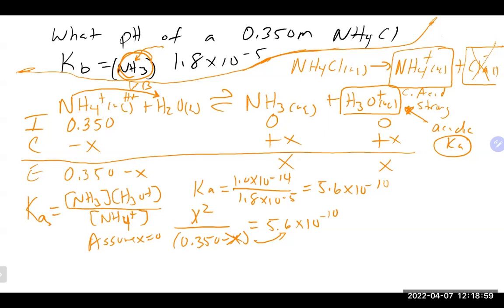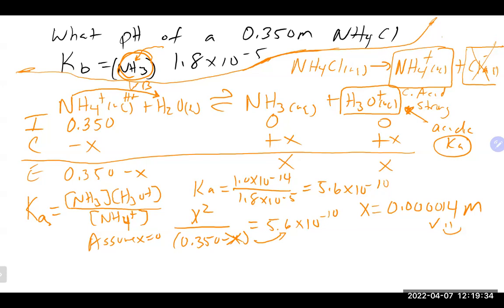So we're going to multiply to the other side and then take a square root of it. If I could grab my calculator here. So 0.35 times 5.6 to the minus 10, then a little square root, and gives us an x value of 0.000014. Again, to check it, we would take that number and divide it by 0.35 and times it by 100, and it's like 0.004%. So we are good on that check in this case. Yeah. Any questions up to there?